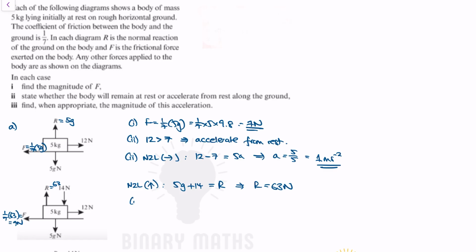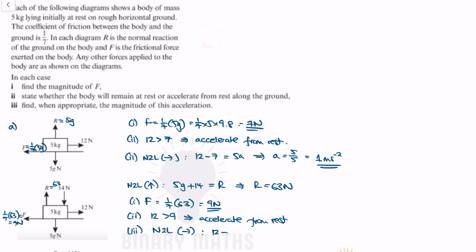So part 1, F is equal to a seventh times 63, which is equal to 9 newtons. Part 2, again 12 is greater than 9, which implies that it will accelerate from rest. So that means Newton's second law applied horizontally. We have 12 take away 9 must be equal to 5 times acceleration, which means A is equal to 12 take away 9 is 3, 3 divided by 5, which is equal to 0.6 meters per second squared.